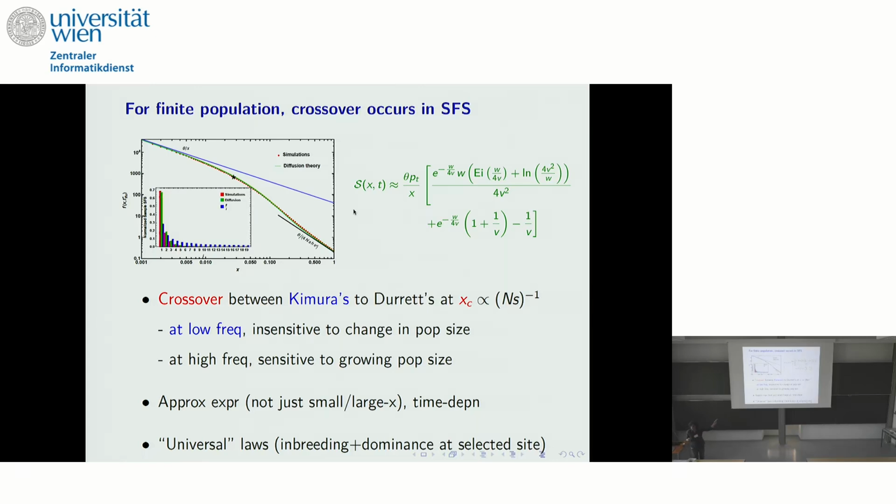Yes, that's a 4N mu or 2N mu. But the W and V also have other things like N, S, inbreeding, dominance, etc. So they are there, but still it's a relatively simpler result. Any other questions?